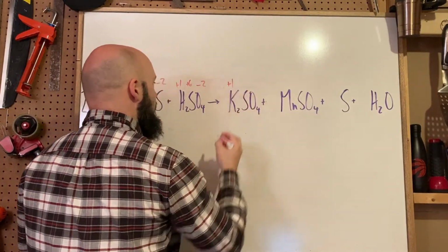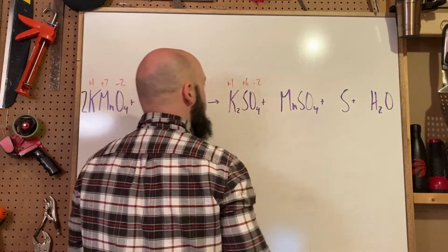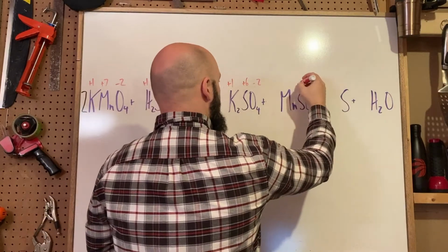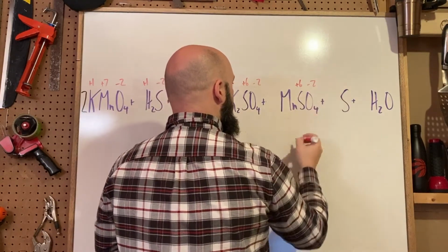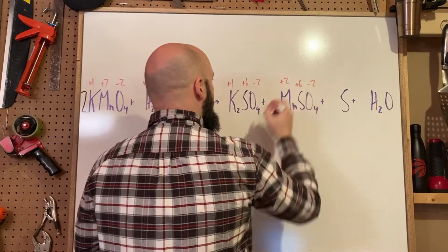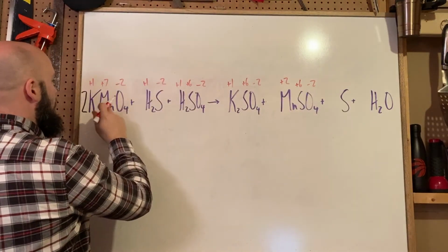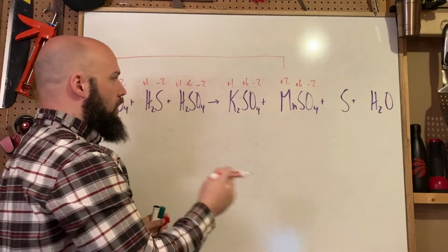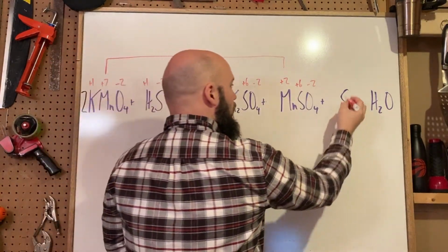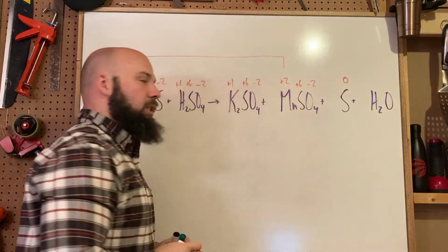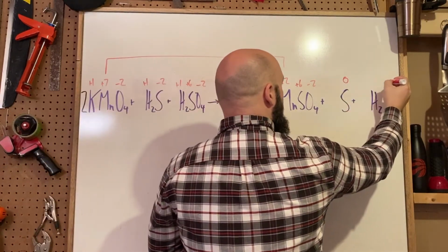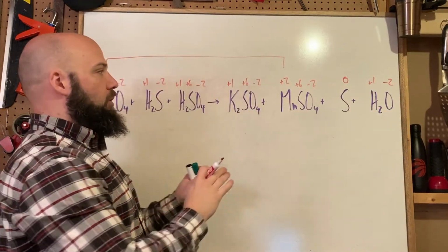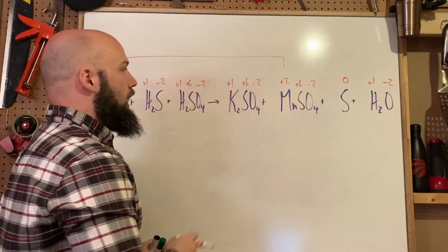Potassium is still +1 here, and your sulfate remains +6 for sulfur and -2 for oxygen. Here, sulfate again +6 and -2, but manganese will be +2. So this is our first example where our oxidation number for an element has changed. We link those right away. Sulfur in its elemental form is just 0 here, and then water, oxygen -2, hydrogen +1. So hydrogen and oxygen don't change at all throughout this question.